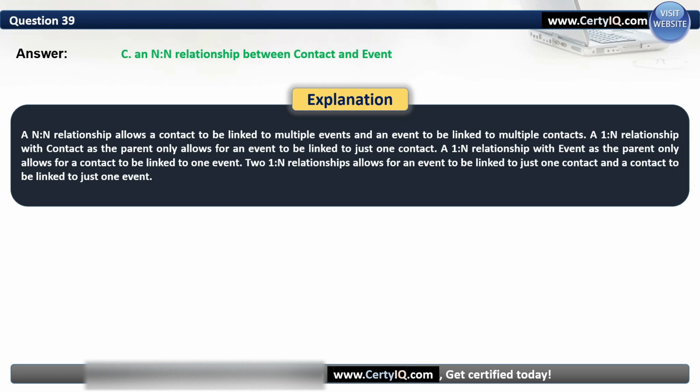An N:N relationship allows a contact to be linked to multiple events and an event to be linked to multiple contacts. A 1:N relationship with contact as the parent only allows for an event to be linked to just one contact. A 1:N relationship with event as the parent only allows for a contact to be linked to one event. Two 1:N relationships allow for an event to be linked to just one contact and a contact to be linked to just one event.